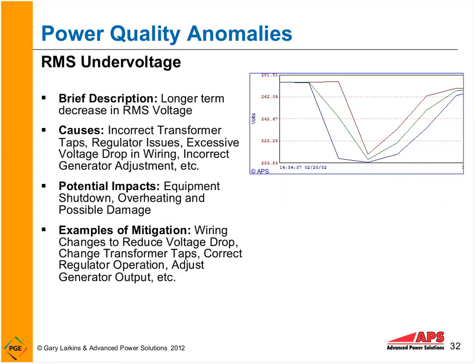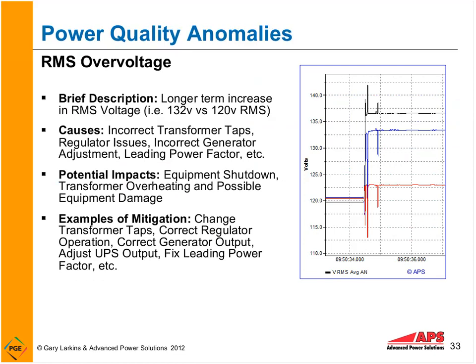RMS undervoltage. This is more of a steady state undervoltage. In other words, the system has not been designed to provide the right voltage, or we have some underlying condition. So we may have incorrect transformer taps, or an issue with the regulator, or our wiring system has too much voltage drop, kind of like the pressure drop we talked about in the house plumbing, because a lot of loads are on, the pressure goes down. The voltage here again may go down. So we have equipment shutdown, possible overheating or damage, and I've given you some examples of mitigation there as well. In many cases, it's just making some changes to the wiring system or a transformer tap.